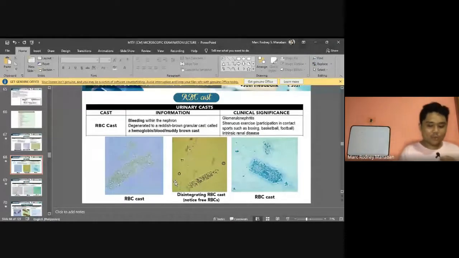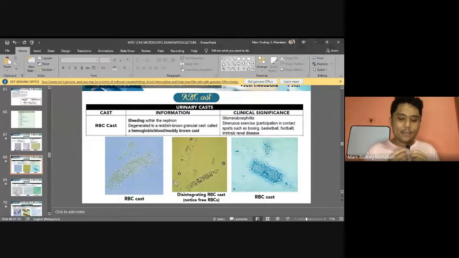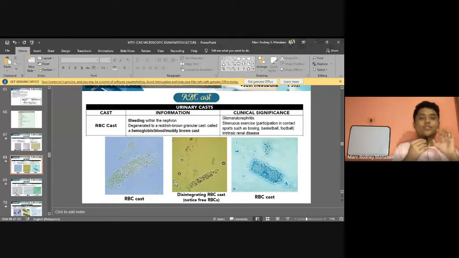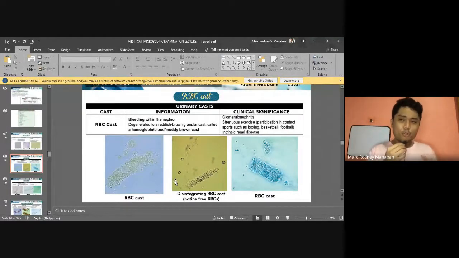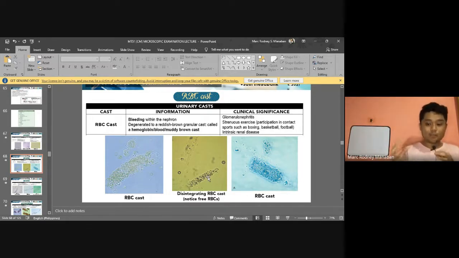All right. That's for the RBC cast. For RBC casts, dears, you may see possible RBCs. One of the ways to determine the possible constituent of your cellular cast is to look at the surroundings. For example, if you see free-floating RBCs at the side, then most probably this is an RBC cast, because some RBCs may have disintegrated or detached from the cast, which is why they are seen at the side of your cast.